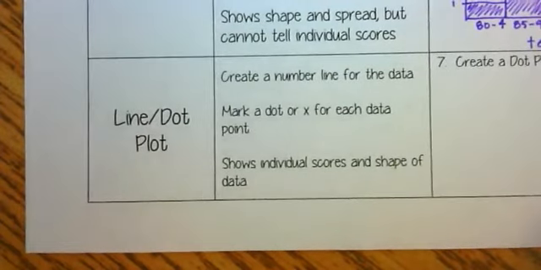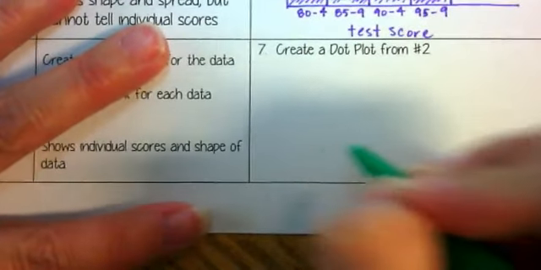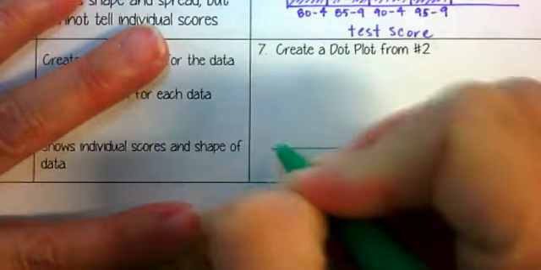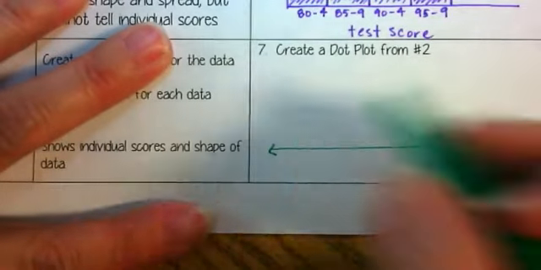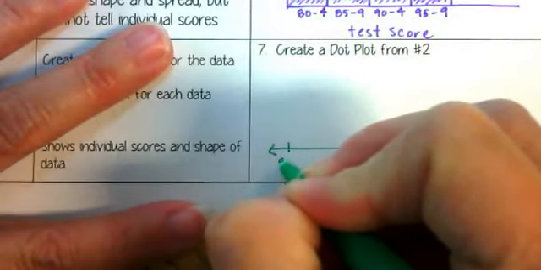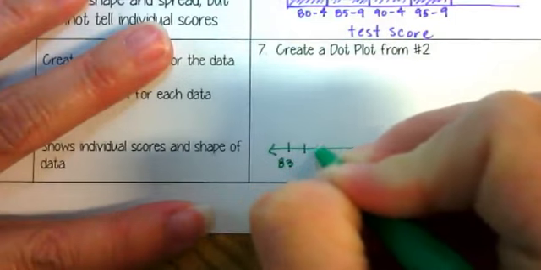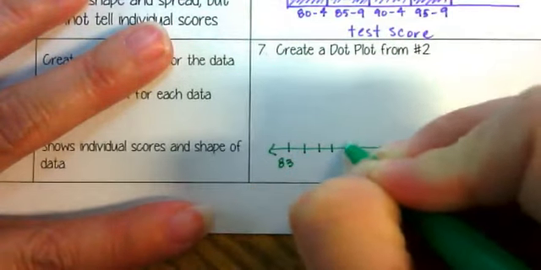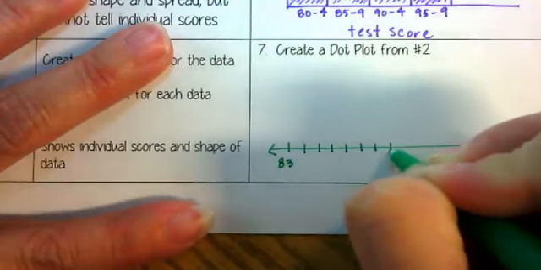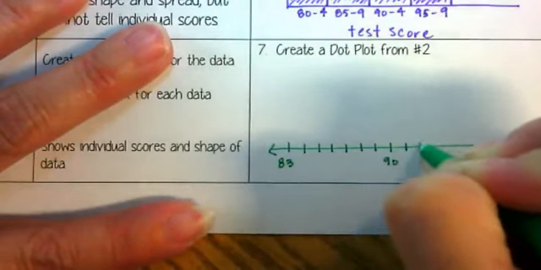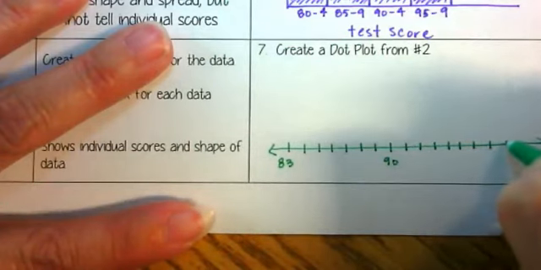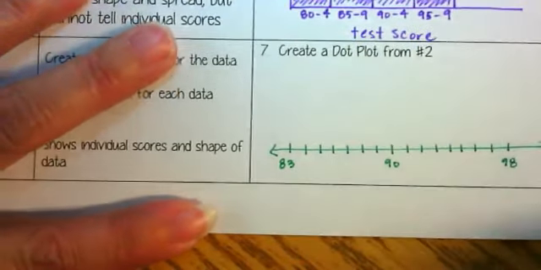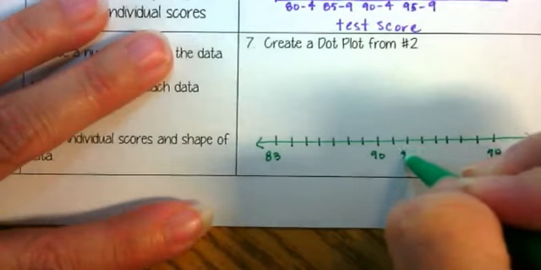All right, so we're going to do this for number 2, which is, again, the test scores. So I'm going to start off with a number line. And the range of our scores went from 84 to 96. So I'm going to say 83, 84, 85, 86, 87, 88, 89, 90, 91, 92, 93, 94, 95, 96, 97, 98. All right, so that gives us an idea of what we're working with here.